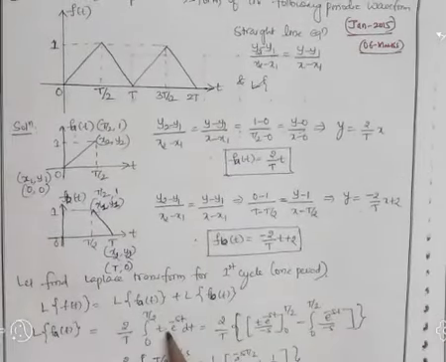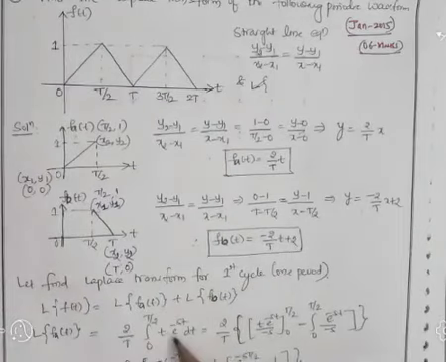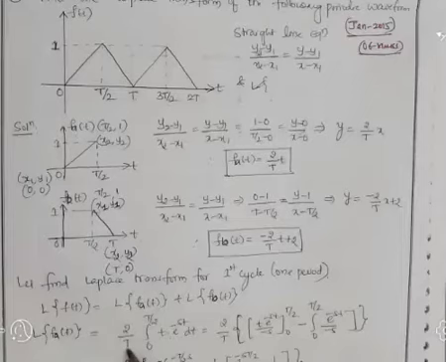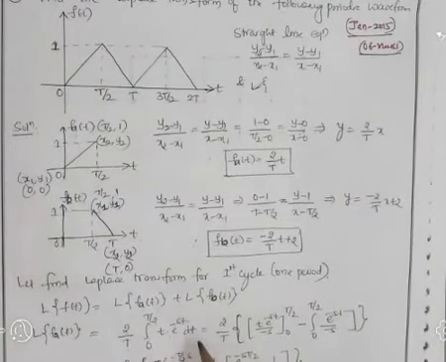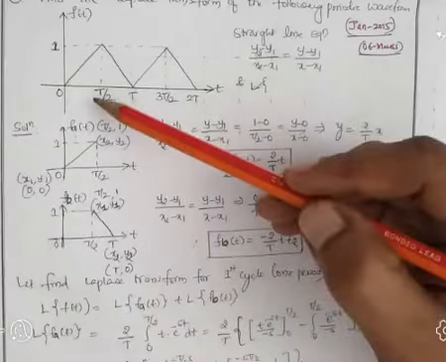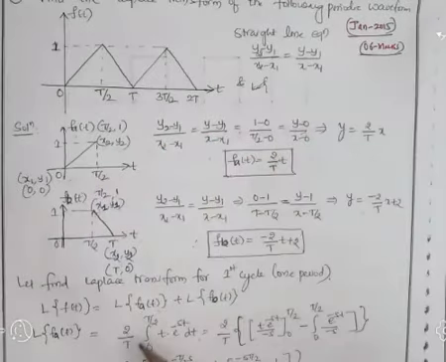fb of t is what? 2 by T into t. 2 by T is constant, I will take it outside. Left with what? Only t. t into e to the power minus st dt. Limits are what? 0 to T by 2.